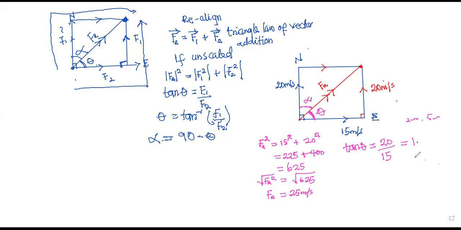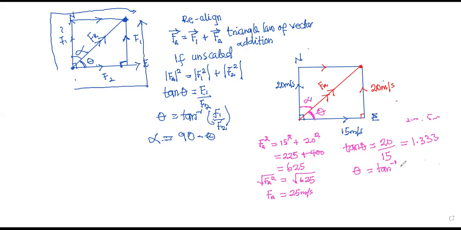Area 1.4 divided by 3 gives 1.33 recurring. So determining theta is taking the tan inverse. On your calculator, you press shift, then press tan.